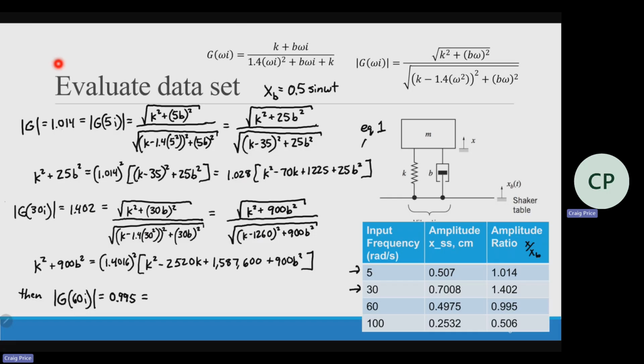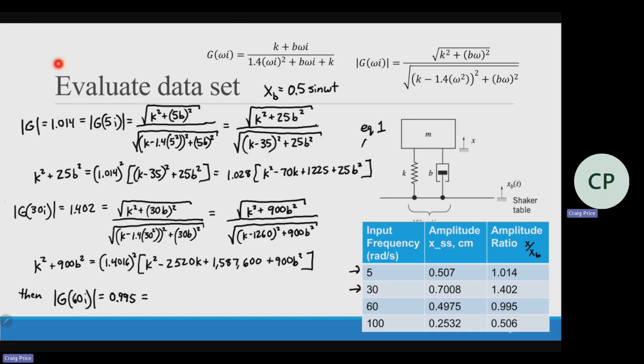So we would do the same thing. I'm not going to write it all out, but I would take that 60 radians per second. I know that the magnitude is 0.995. That's output amplitude over input amplitude. And then from there, we plug in 60 for omega, and we get a similar looking equation. Notice these numbers jumped up quite a bit, right? So as that omega changes, I get a really large change in that equation. But we'd be able to solve for k and b. And that was our goal all along.